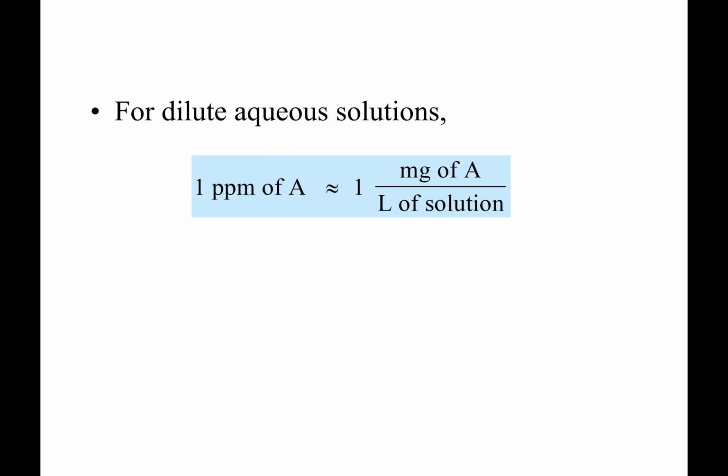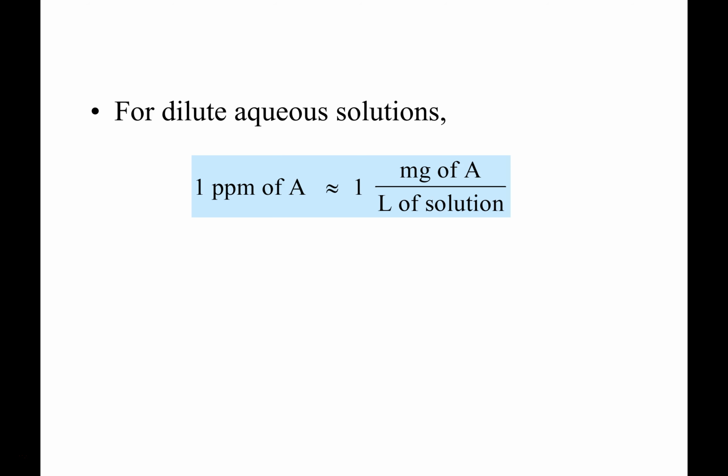Let's see, how could we go ahead and finish that thought. What happens on our calculators if we take 0.001 divided by 1,000? So it's 10 to the negative third. You get 10 to the negative 6. 10 to the negative 6th, and that would be grams of component A per grams of solution. Okay.